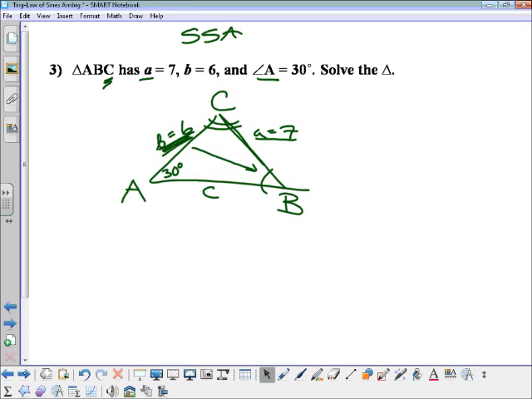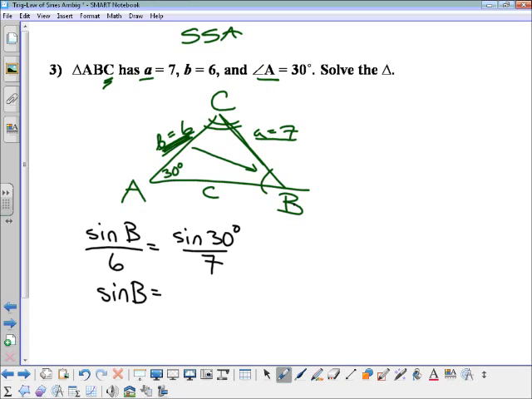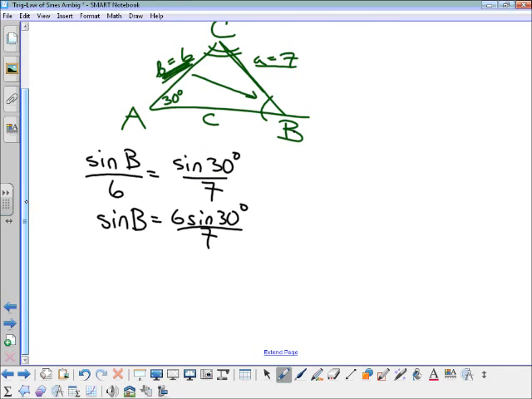Okay, we're going to figure out angle B first again. So since I'm finding an angle, I put the sine on top. Its opposite side equals sine of 30 over 7. Okay, multiply both sides by 6. 6 sine of 30 over 7. And again, sine of 30 is 1/2. So 6 times 1/2 is 3. So we get sine of B equal to 3/7.